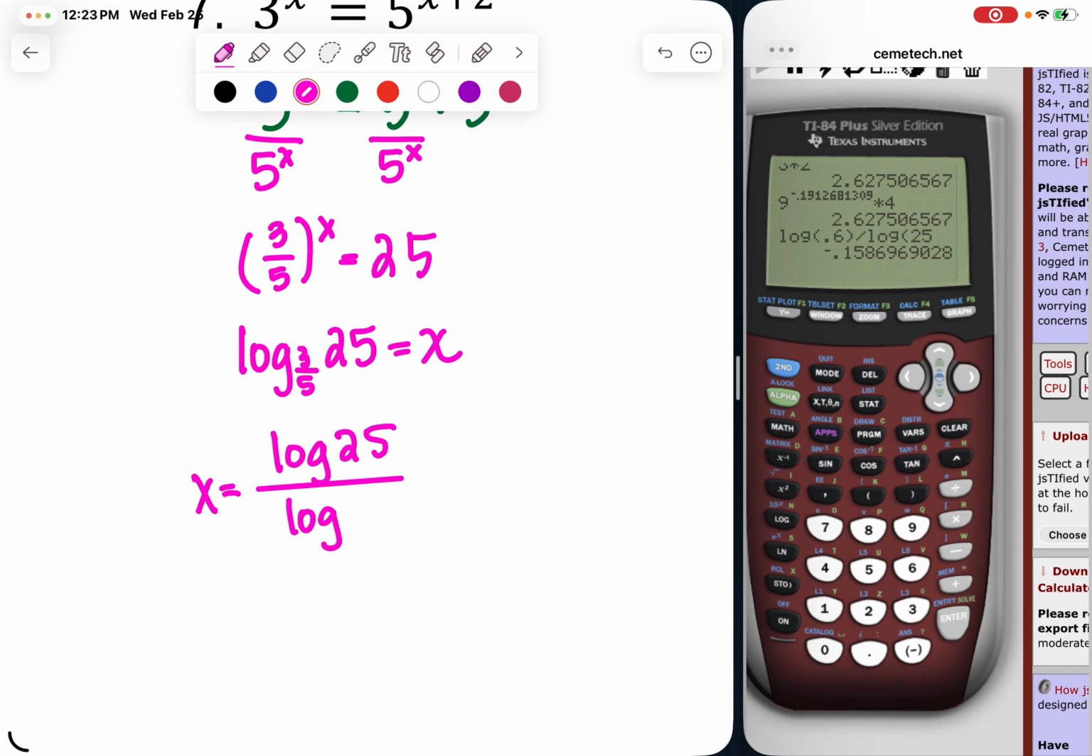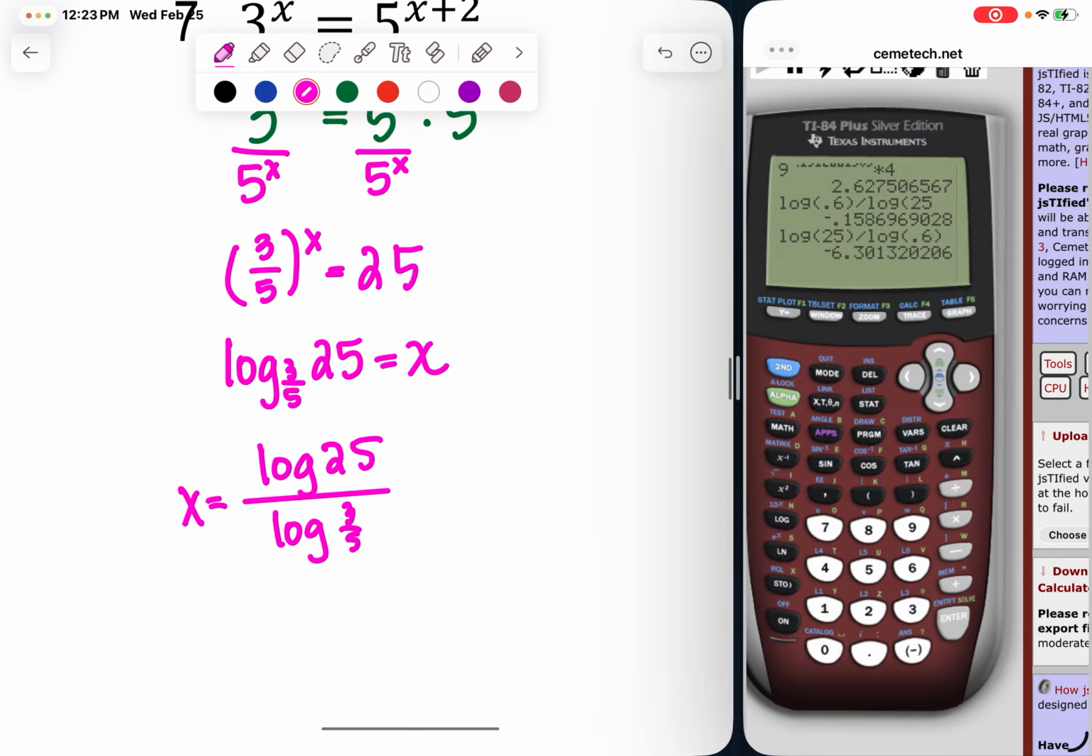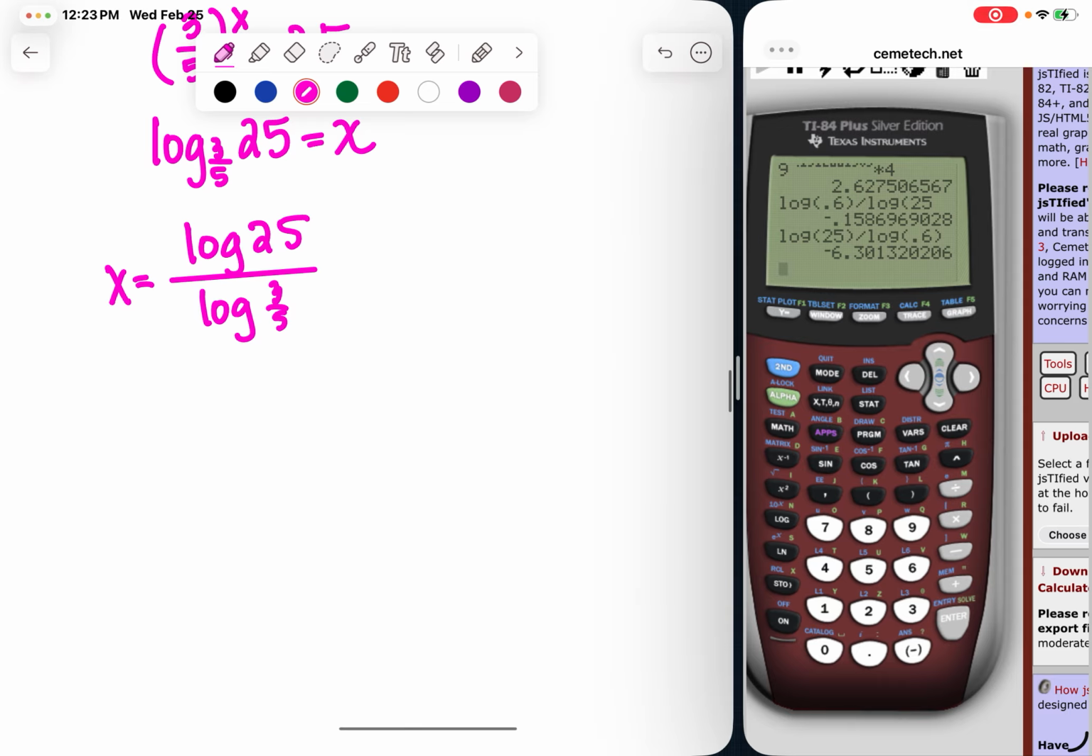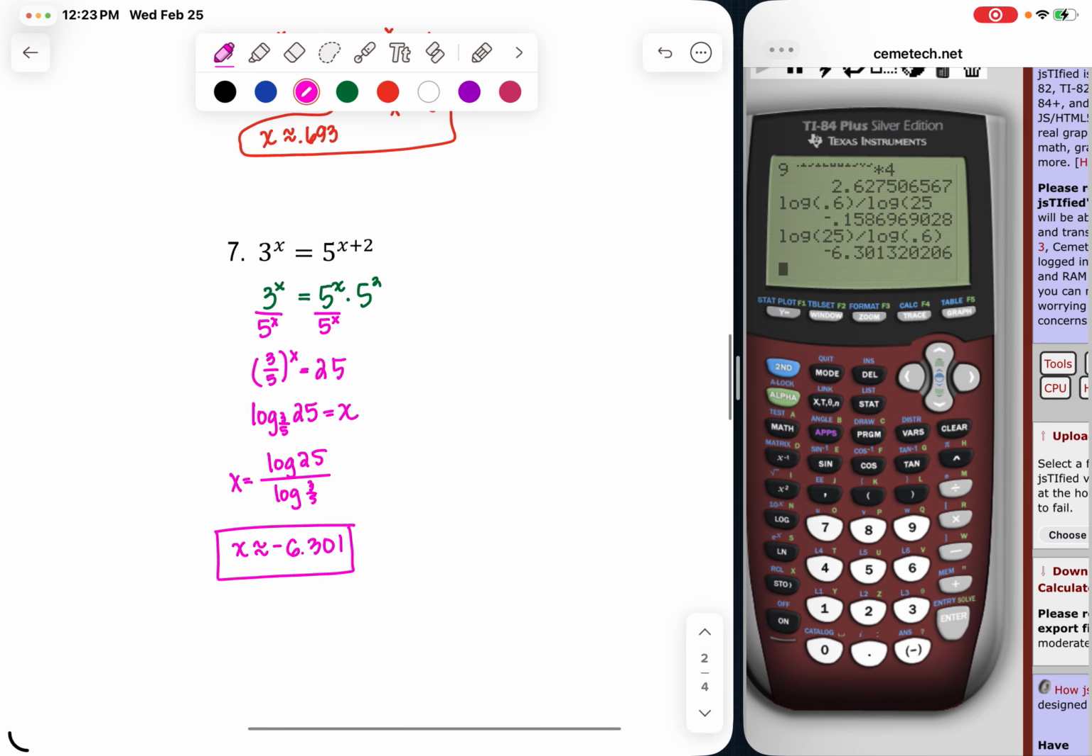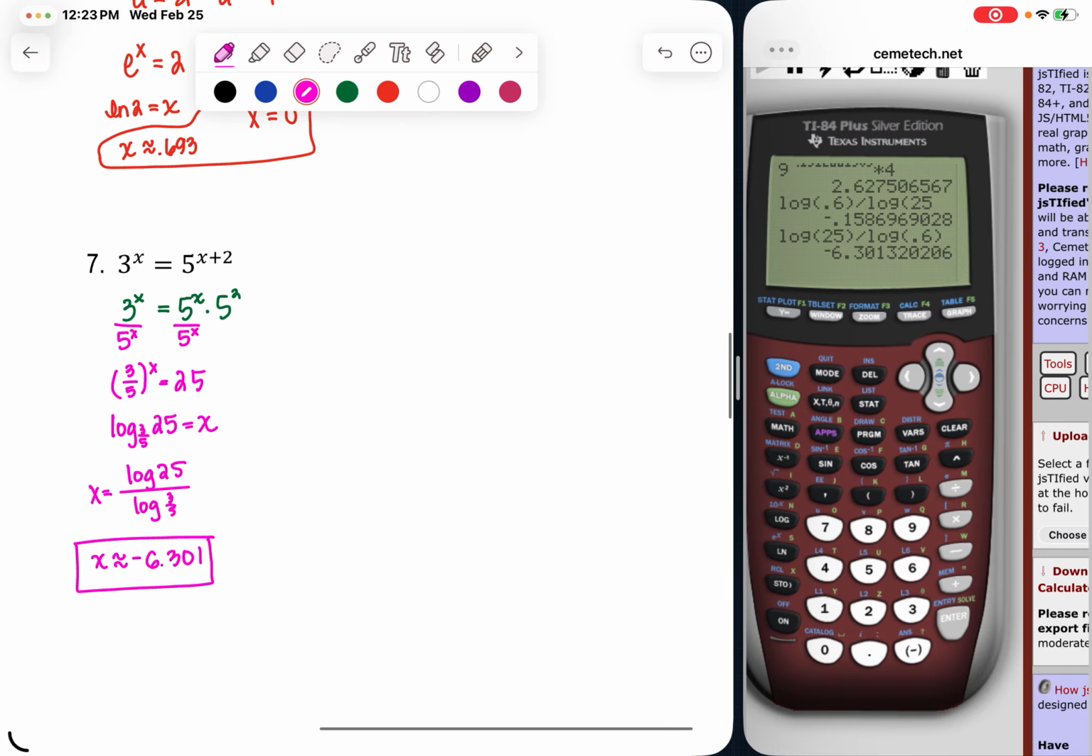x equals this in my calculator. All right, let's try that again. Log of 25 divided by log of 0.6, or 3/5, gives negative 6.301. Did I do that wrong? No, I could always check, and I'm going to check in a second when I do it another way. Okay, so that's one way, which I think is easier, but not everyone sees it right away. If you look at the steps, it's not that bad, okay?